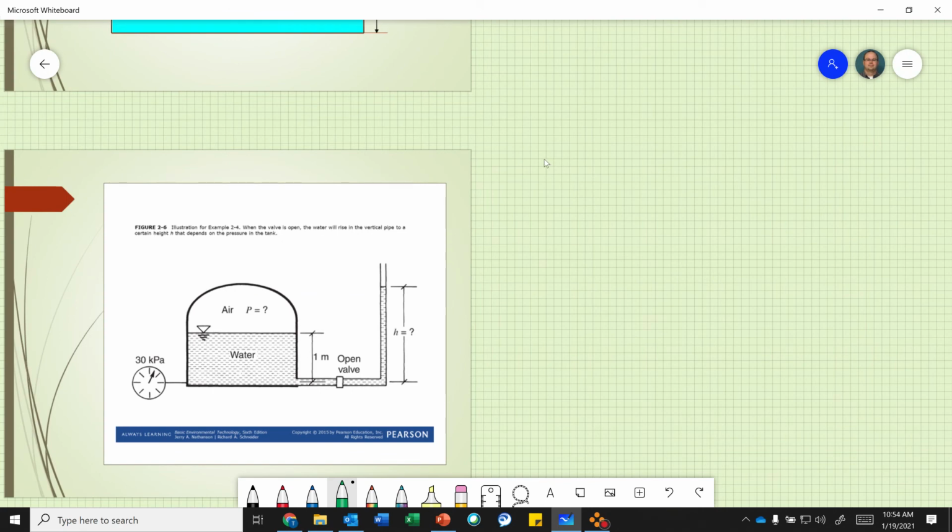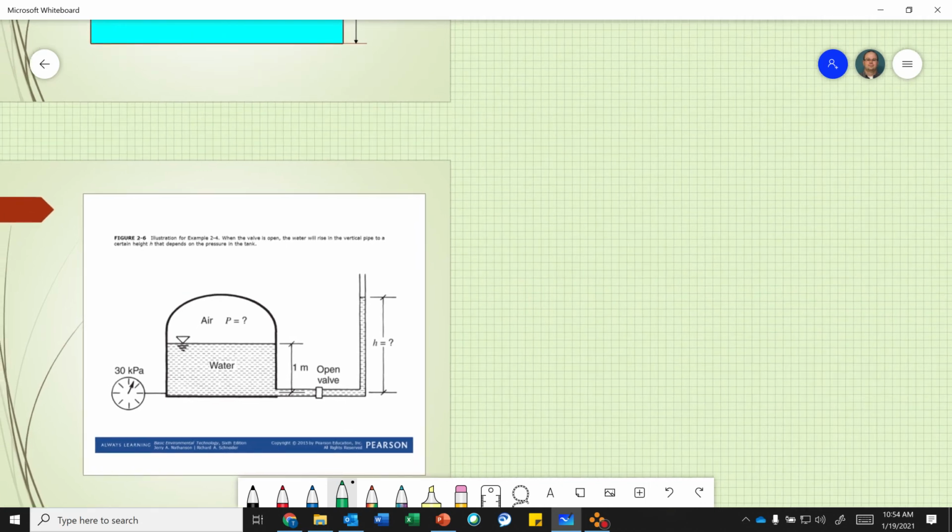Example 2.4. A sealed tank shown in figure 2.6, which you can see on your screen, has a pocket of air trapped above the water, which is 1 meter deep. A pressure gauge at the bottom of the tank reads 30 kPa. Determine A, the pressure head of the water at the tank bottom, B, the height the water will rise in a vertical tube if the valve is open, and C, the pressure in the trapped air.